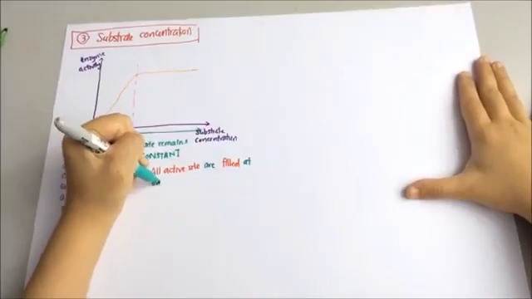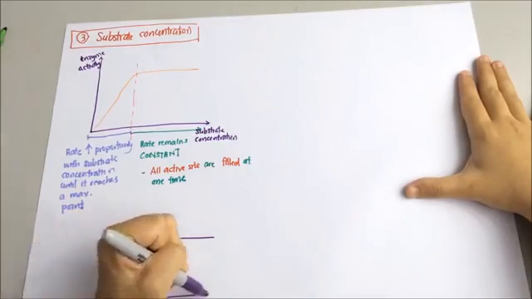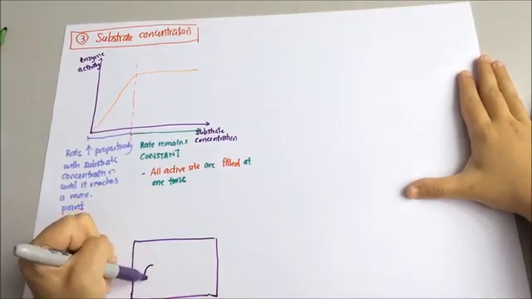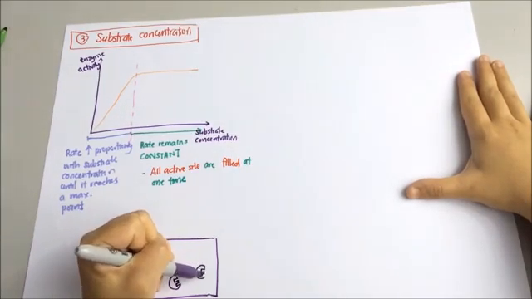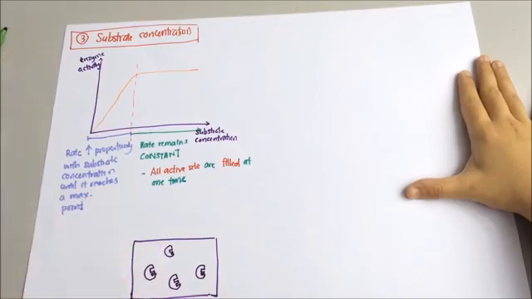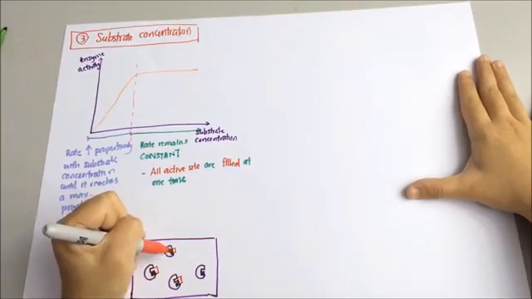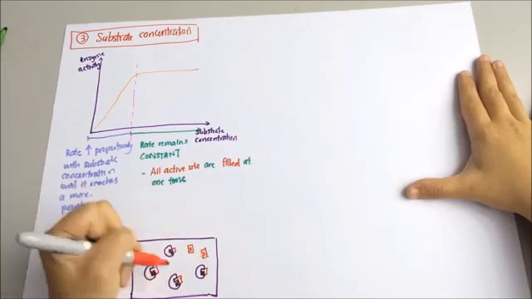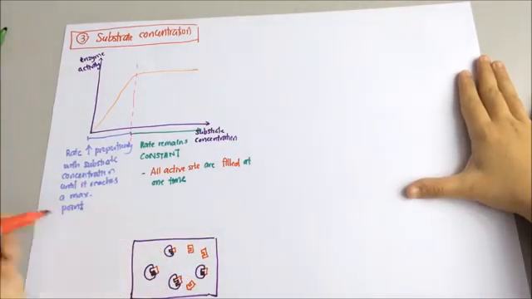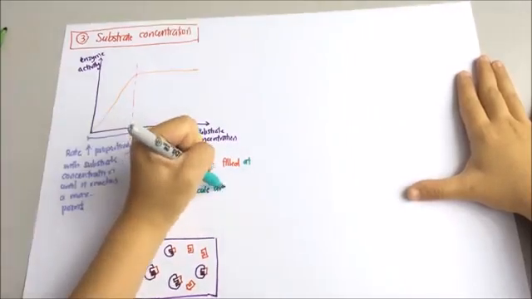This is because eventually all the active sites are filled at one time. Let's say if you only have 4 enzyme molecules in your solution, you can only form a maximum of 4 enzyme substrate complexes. Further increase in substrate concentration will not increase the products. So here, the enzyme molecules are said to be saturated.